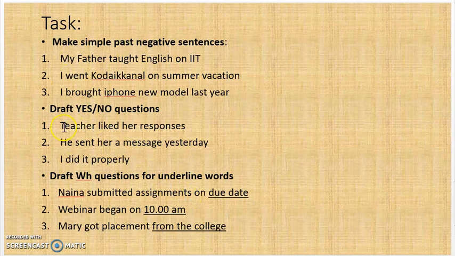Now you try doing all these six, and after that you can refer to the internet, and you will understand better.